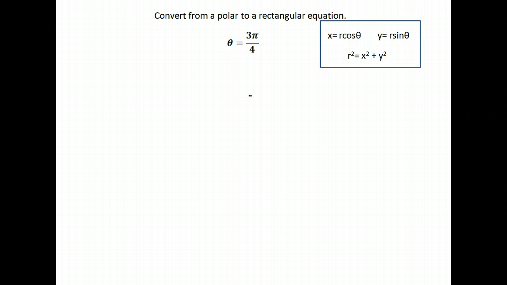Okay, so there are just a few tricks to this. What happens if you have theta equals 3 pi over 4? That doesn't fit with any of the things that I knew over here. We do have one more thing that we used when we were converting, and that was that tangent of theta is equal to y over x. So no, I don't have a tangent theta, but something I can do here is take the tangent of both sides.